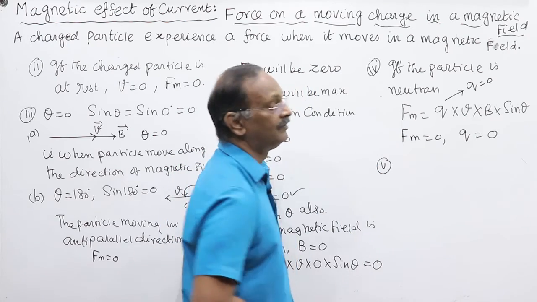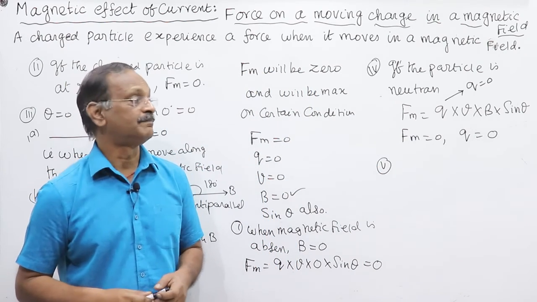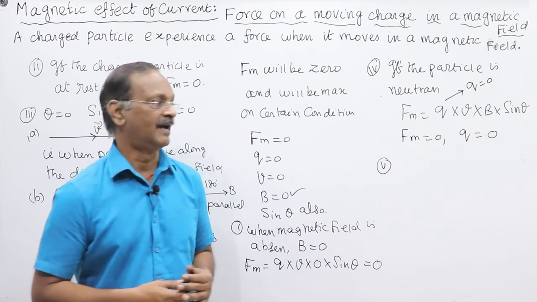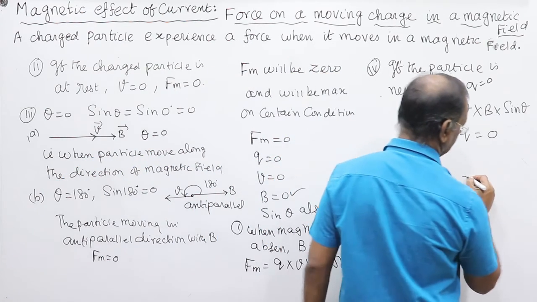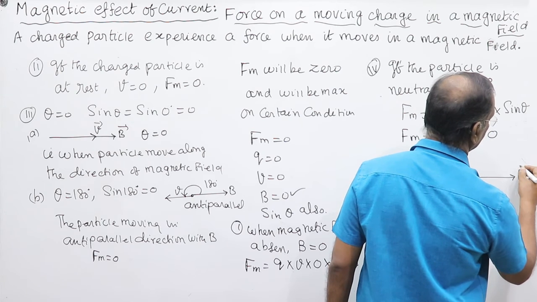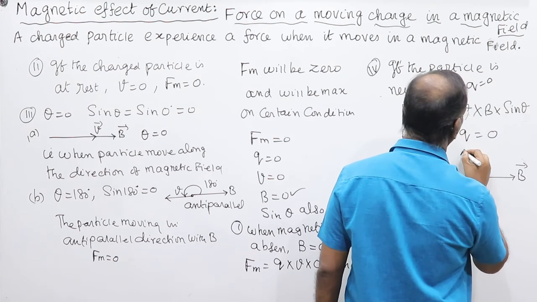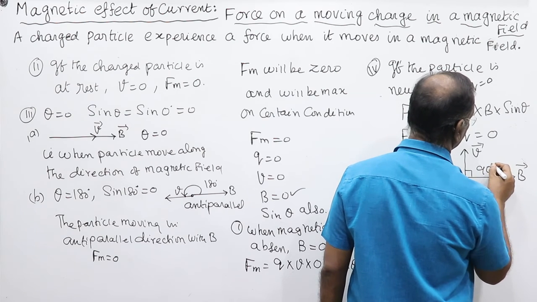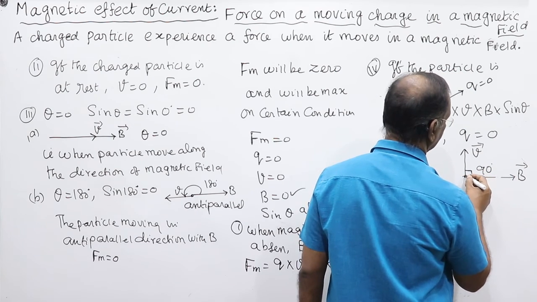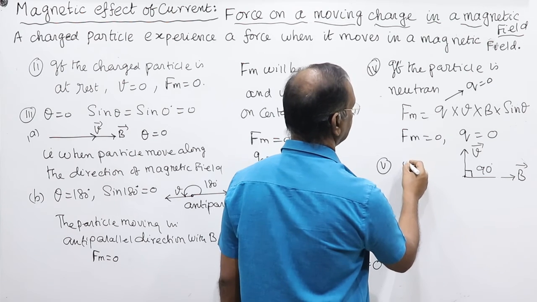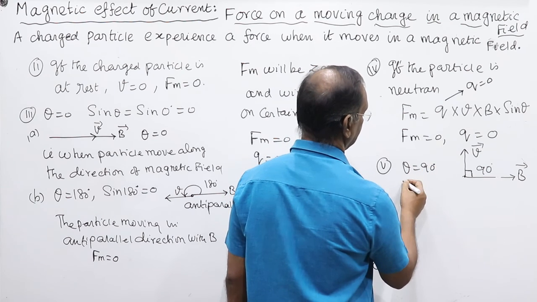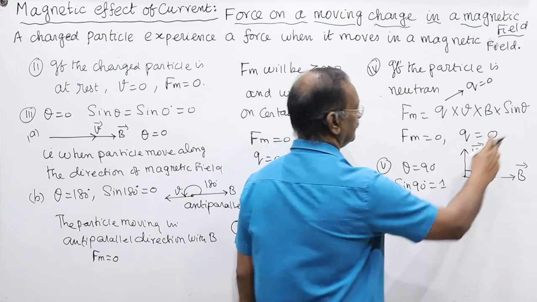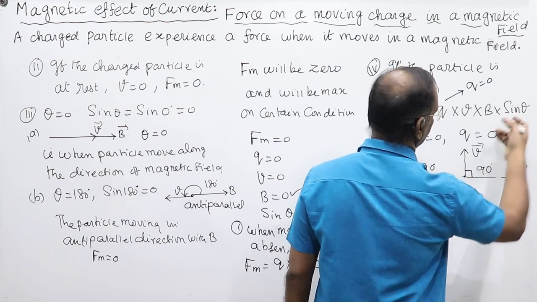Then the fifth condition, there will be one more. When the particle moves perpendicular to the direction of magnetic field. See, this is the direction of magnetic field. If the particle is moving perpendicular with a velocity, the angle is 90 degree. That is theta is equal to 90 degree. Sine of 90 degree is equal to 1.